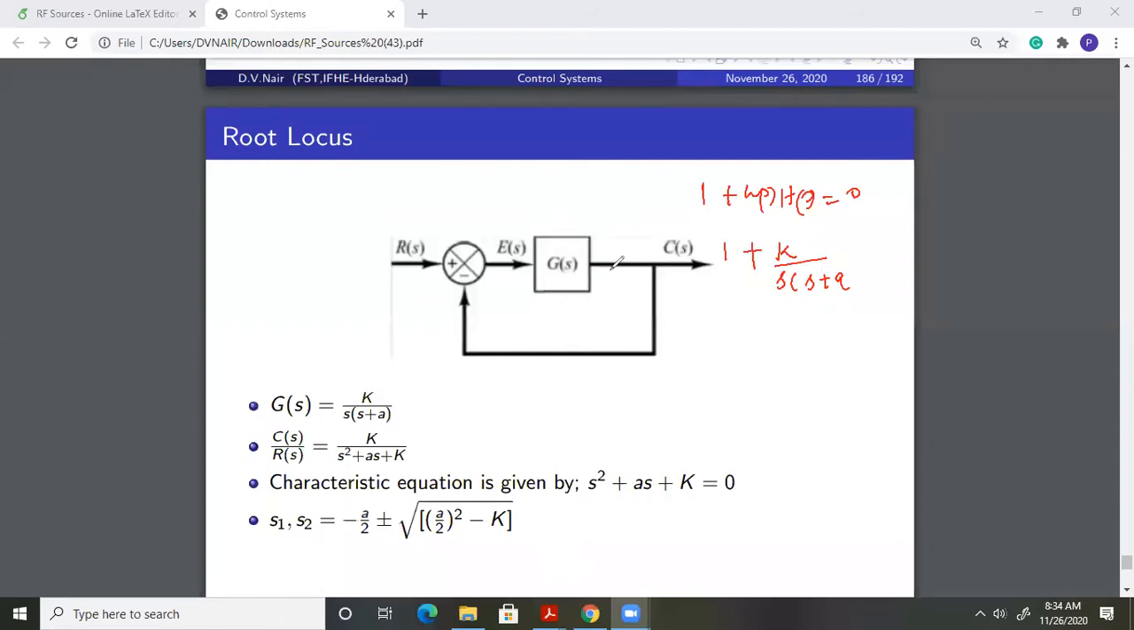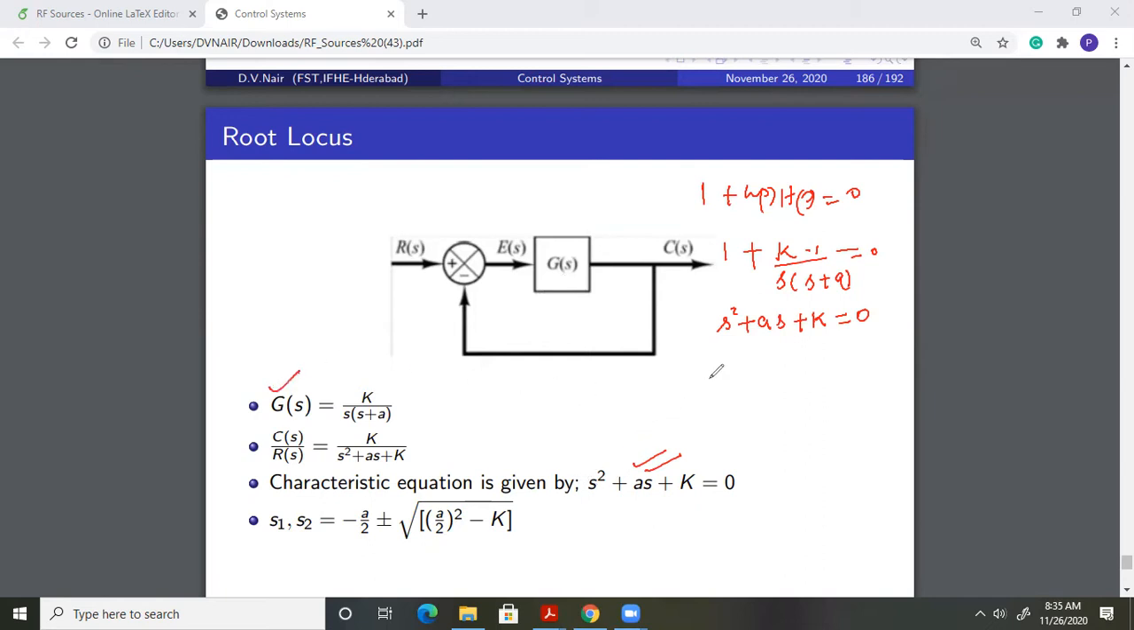Yeah. So this is S upon S plus A, right? H of S is what? 1. And this equals 0. Our characteristic equation becomes S square plus AS plus K equal to what? 0. Right, friends? That is what we see. S square plus AS plus K equal to 0 is the characteristic equation for this given unity feedback closed loop system, of which G of S is given by this.